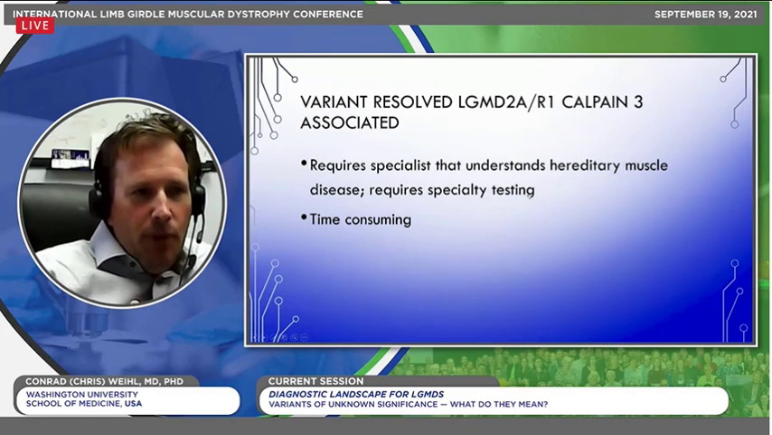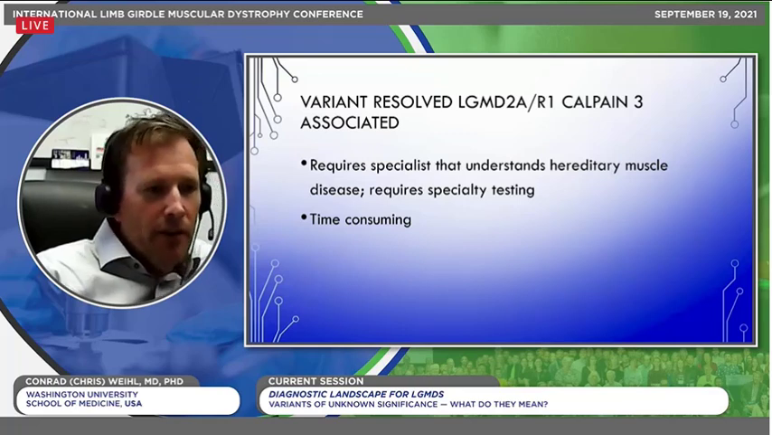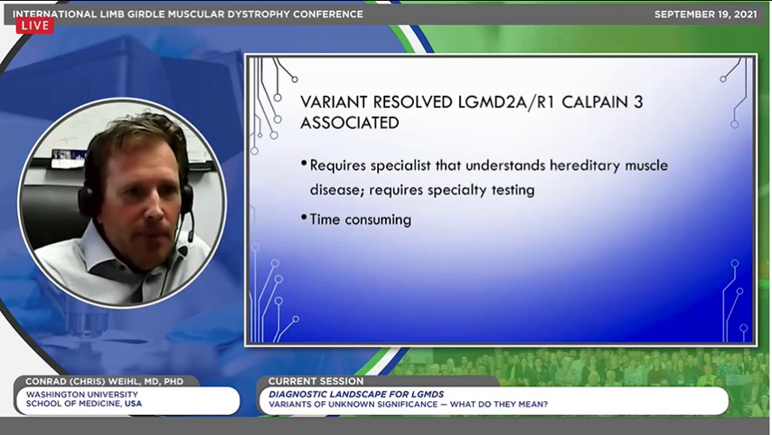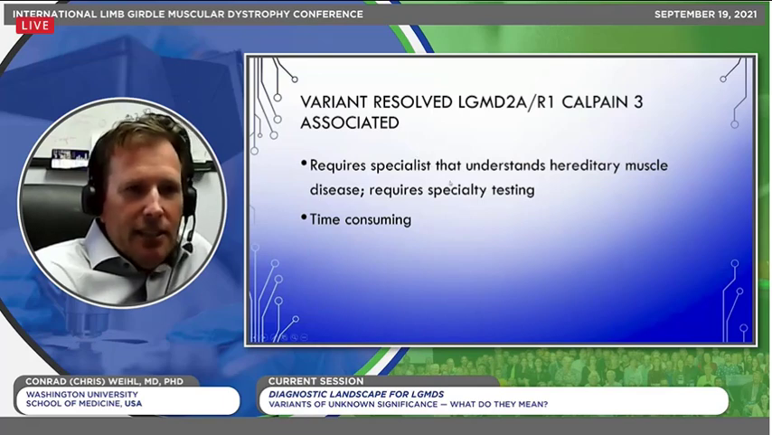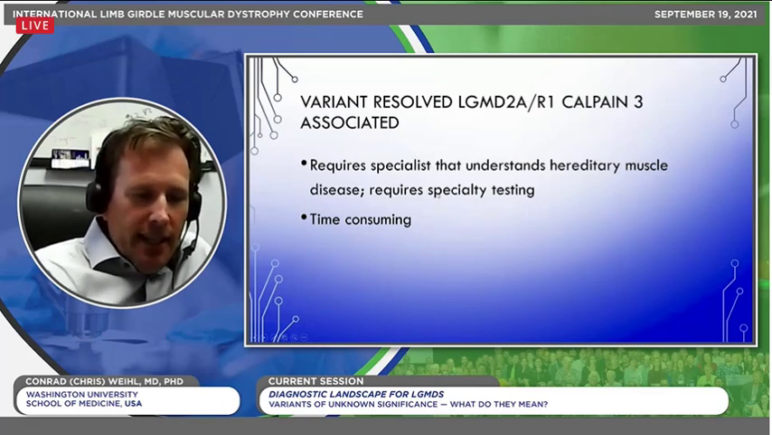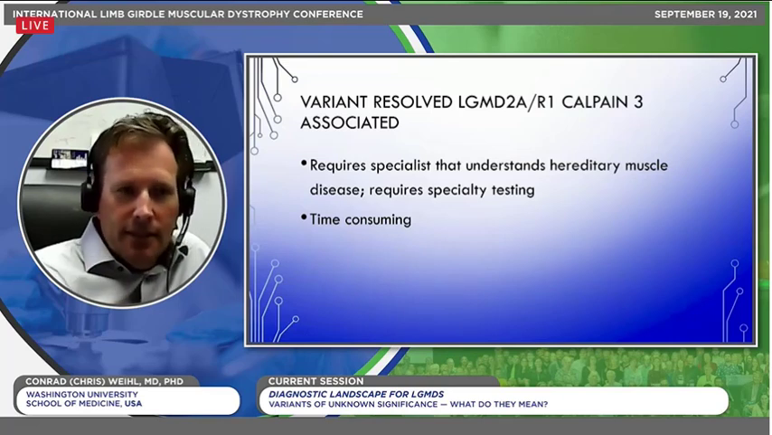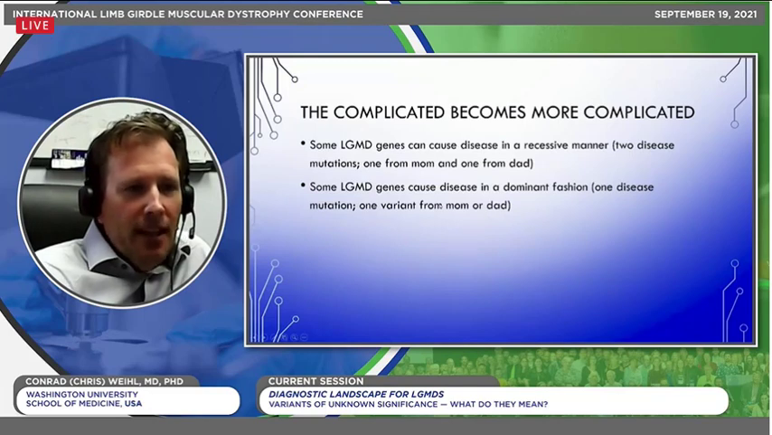And as I hope you can see, this was time-consuming. This took specialists. This took me thinking about this patient. This required acquiring patient family structures and DNA. This required specialty testing. And that's what it takes sometimes to resolve these types of variants. And I can't expect non-specialists, and I can't even expect some neuromuscular physicians, to be able to do this process. And so I think it's really important to appreciate that.